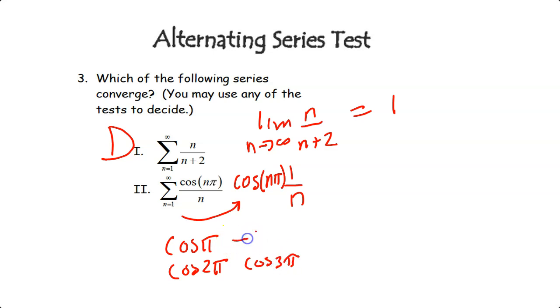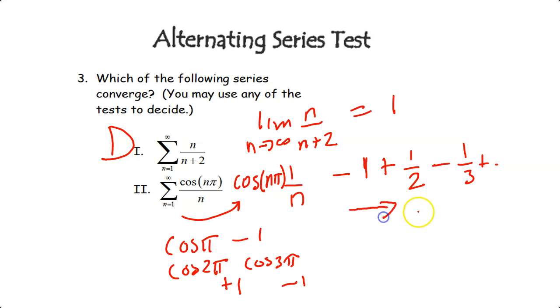So cosine pi is negative 1, cosine 2 pi is positive 1, cosine 3 pi is negative 1. So these terms alternate between negative 1 and positive 1. So I get negative 1 over 1, which is negative 1, and then I have positive 1 over 2, and then minus 1 over 3, and so on. So these terms do alternate, and they are decreasing towards zero. Therefore, this series converges.